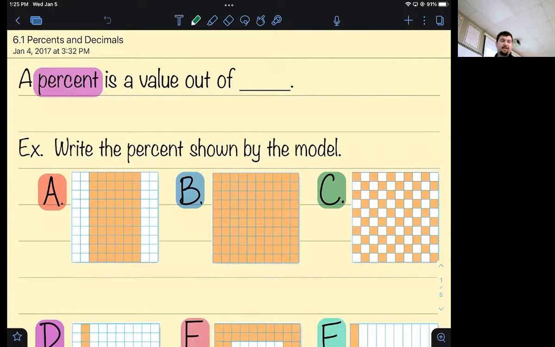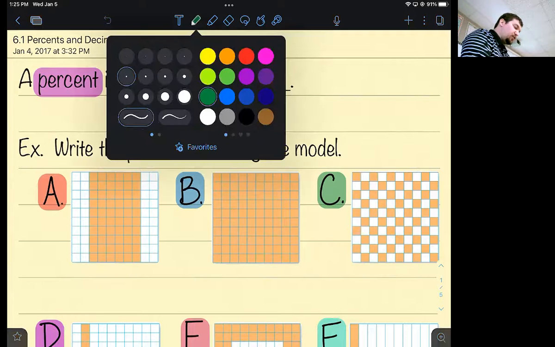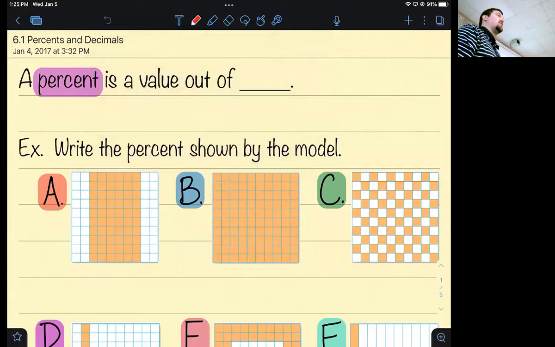So chapter 6 is all about percents. One of the most basic things you can do with percents is convert them to fractions and to decimals. And that's actually really important with the story problems we're going to see later. This might be one of the most relevant chapters that we do all year.